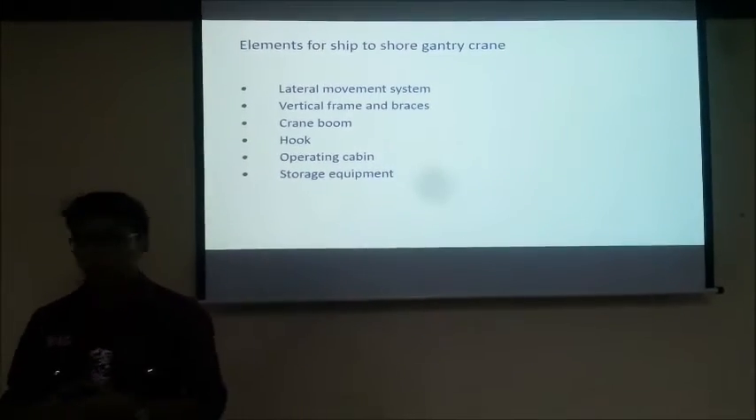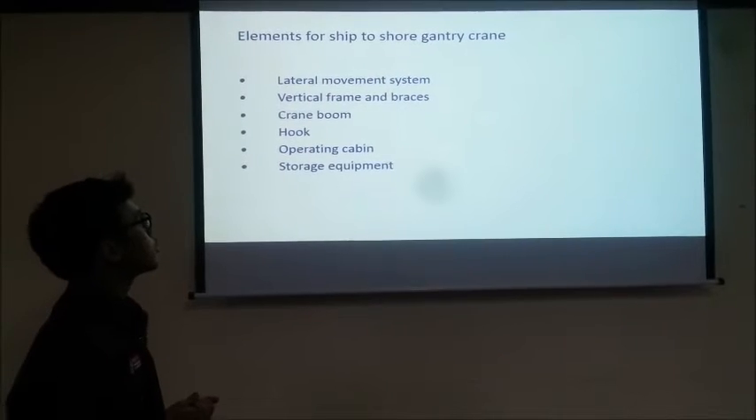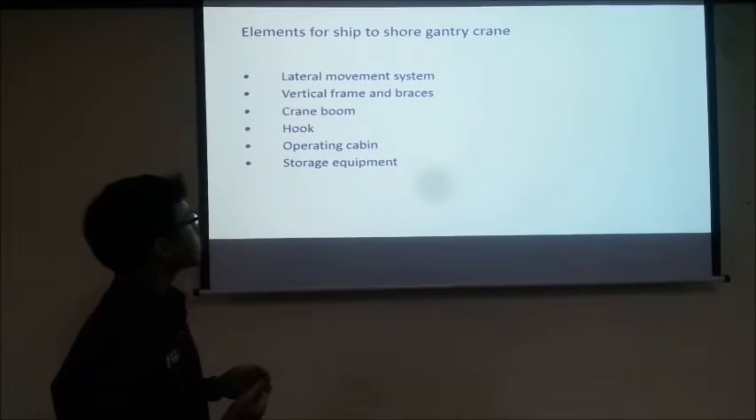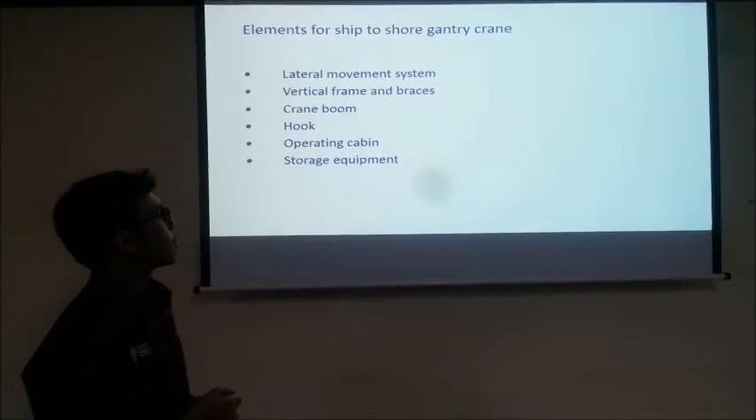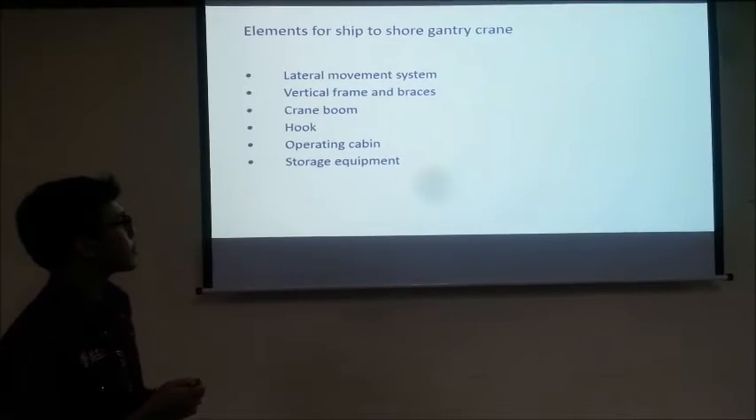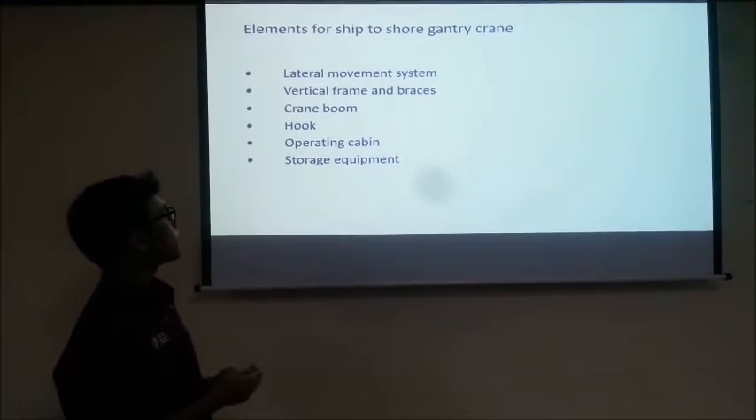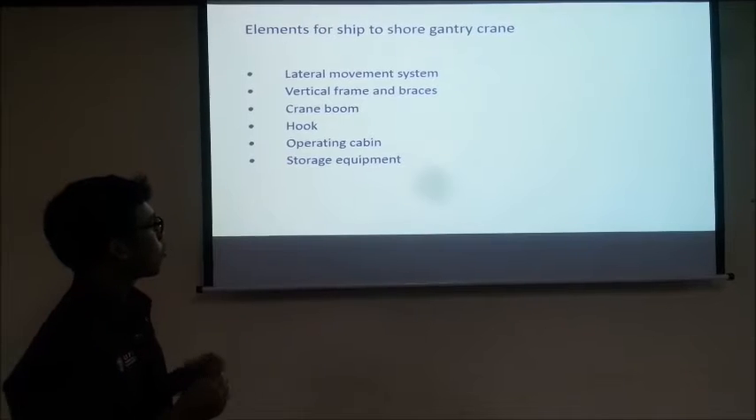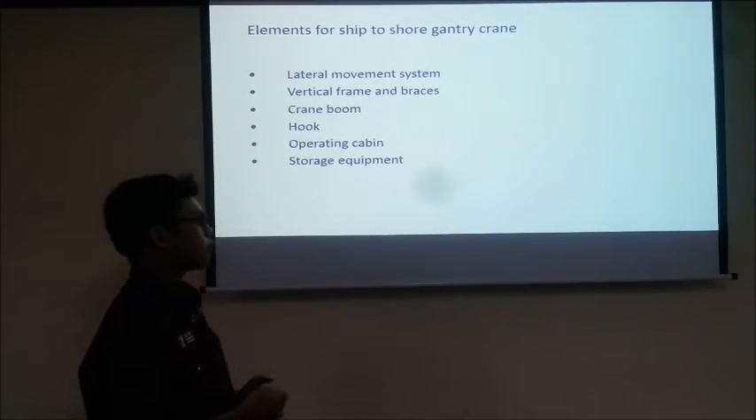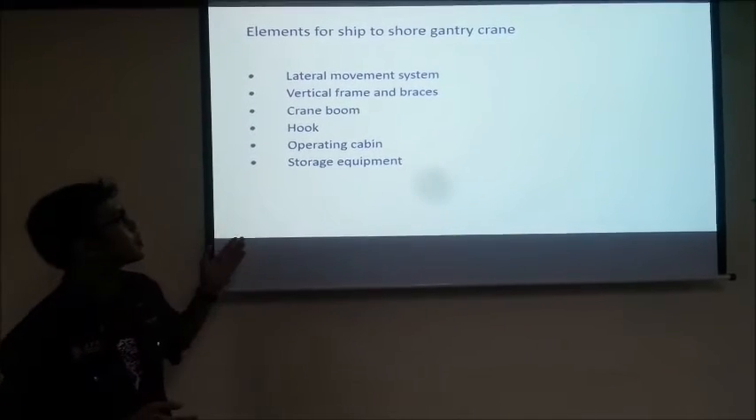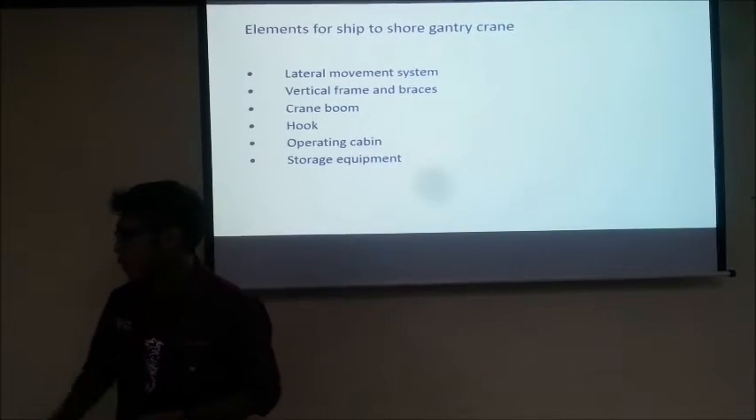There are some elements of the ship-to-shore gantry crane. First is the lateral movement system. Next is the vertical frame and braces. Then the crane boom, the hook, the operating cabin, and also the storage equipment. These are the elements of the ship-to-shore gantry crane.